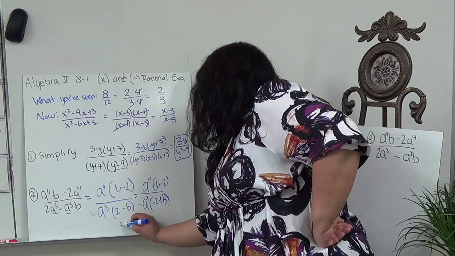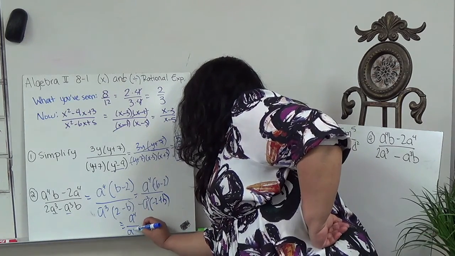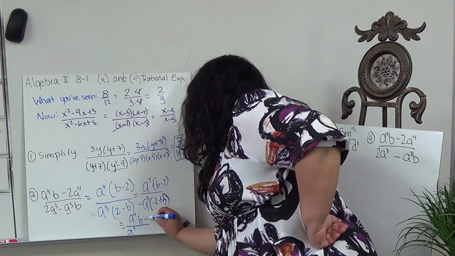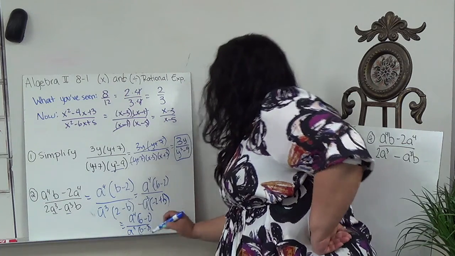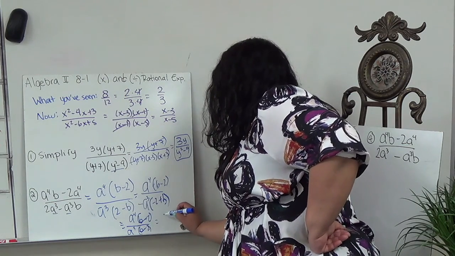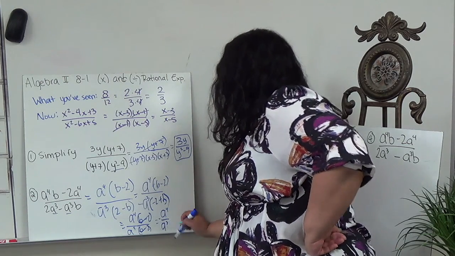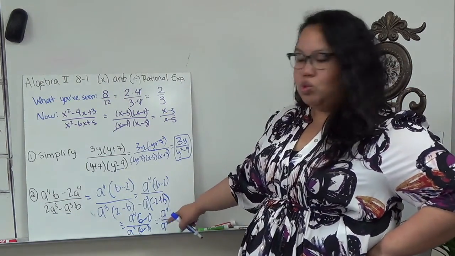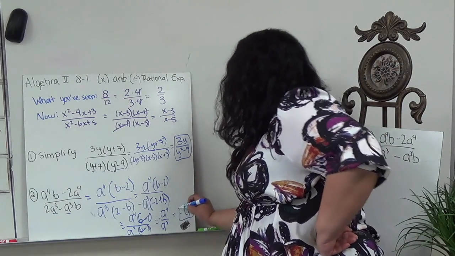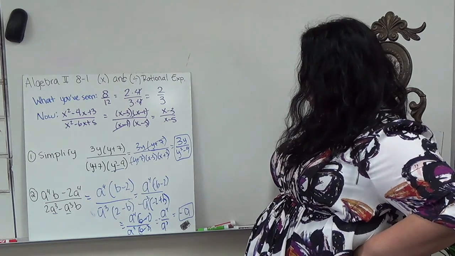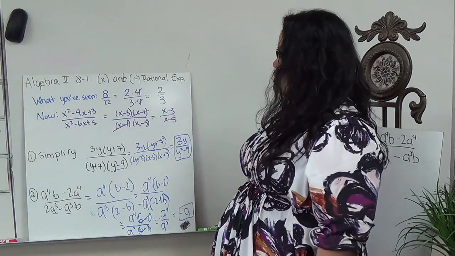So what that does is this then becomes a to the 4th, negative a to the 3rd, and this is b minus 2, and I can rewrite this to b minus 2. This cancels out, giving me a to the 4th over negative a to the 3rd, and when I'm dividing exponents, I subtract, so 4 minus 3 gives me negative a. So I'm going to keep going until I can't reduce any further.